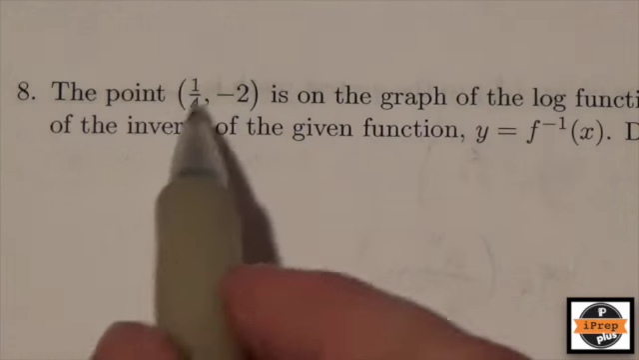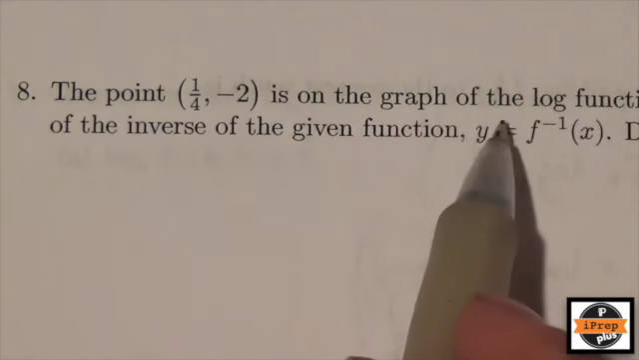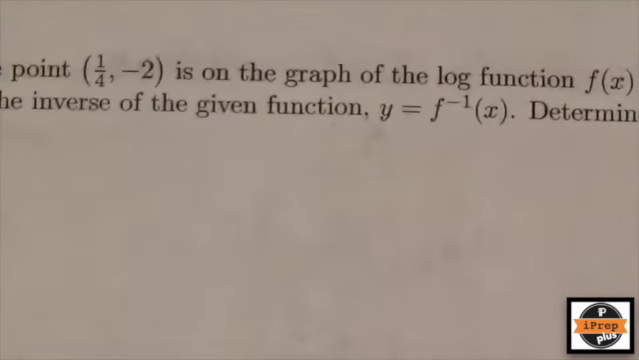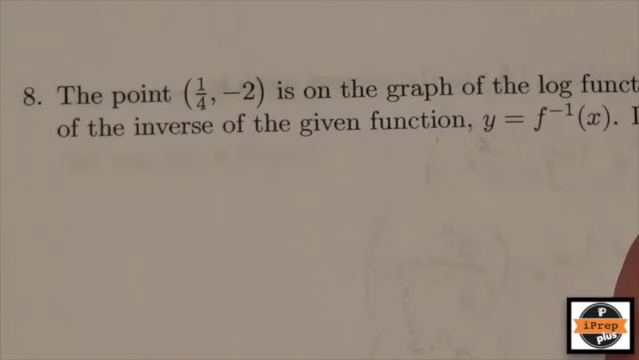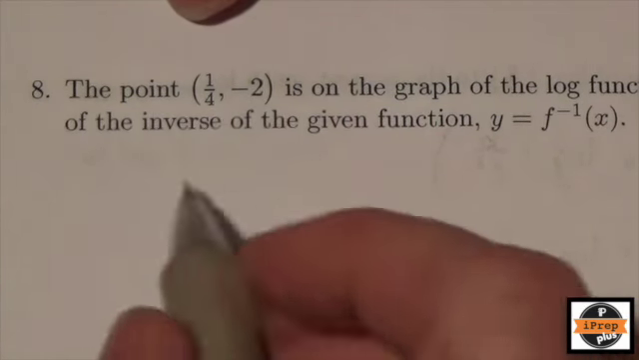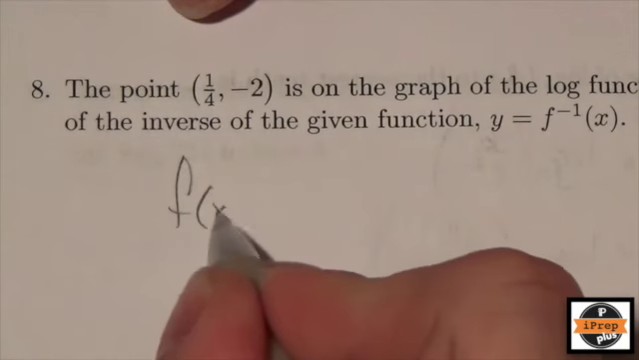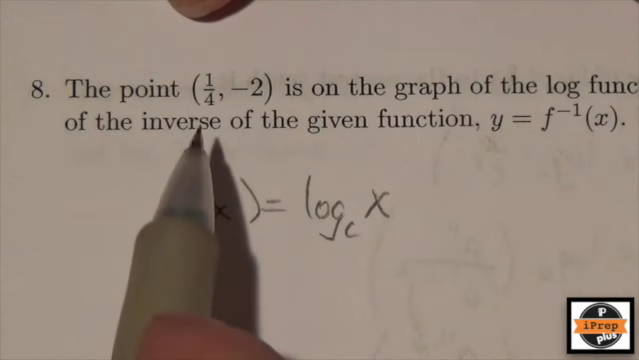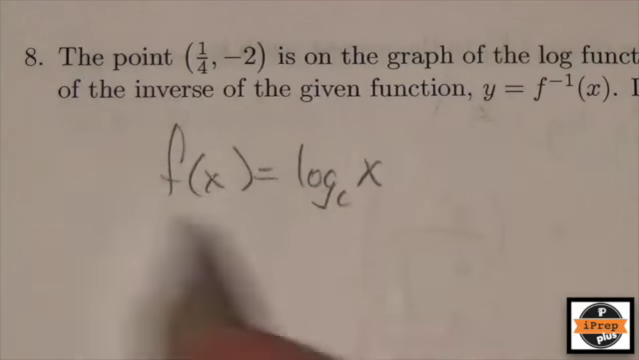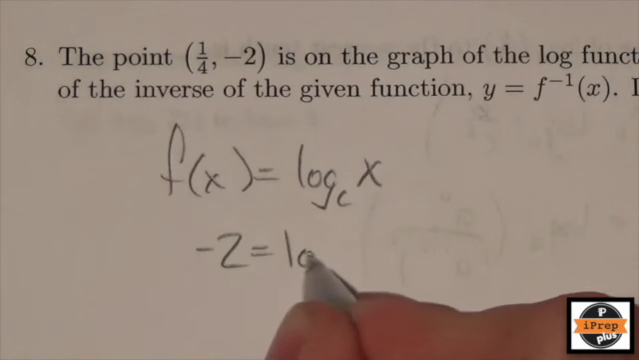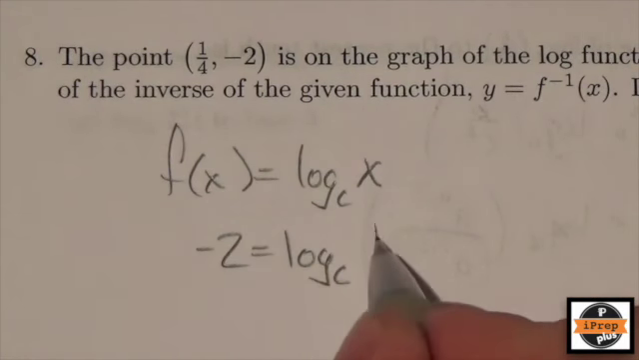The point 1/4 comma negative 2 is on the graph of the log function f of x is equal to the log base c of x. Before we do anything else, let's check what that means. We're being told that the point 1/4 comma negative 2 is on this function. So that means negative 2 is going to equal the log base c of 1/4.